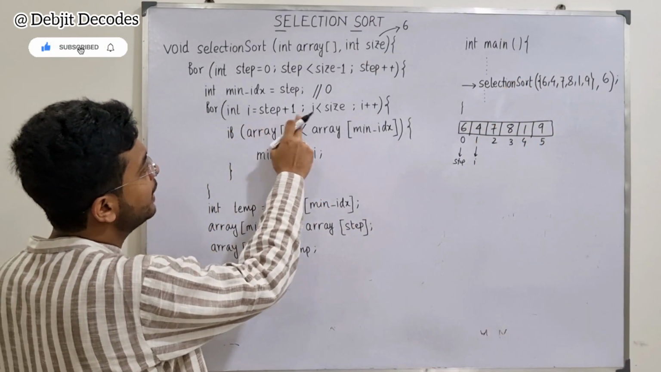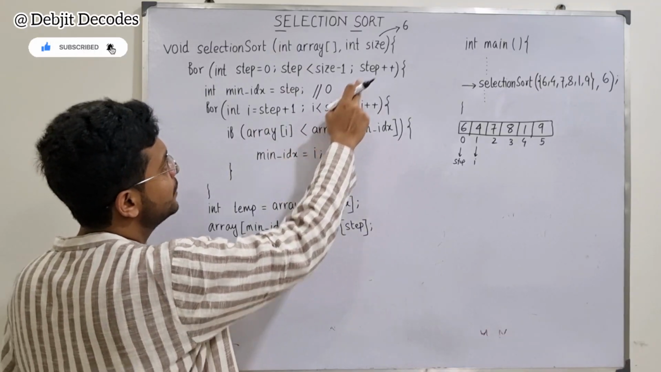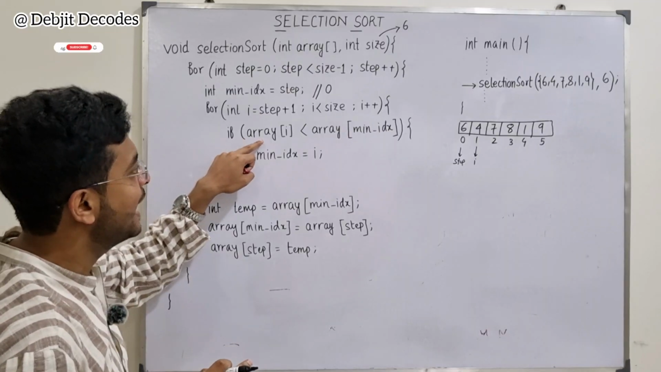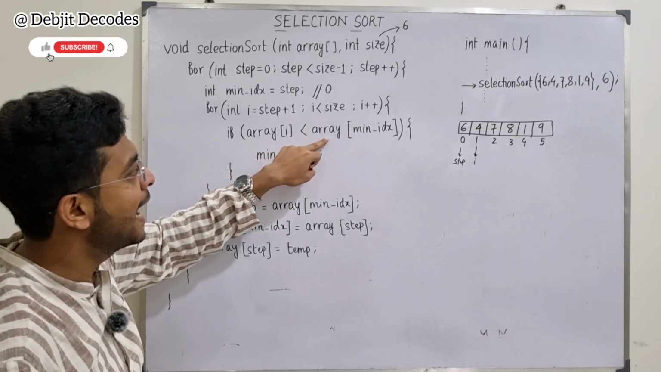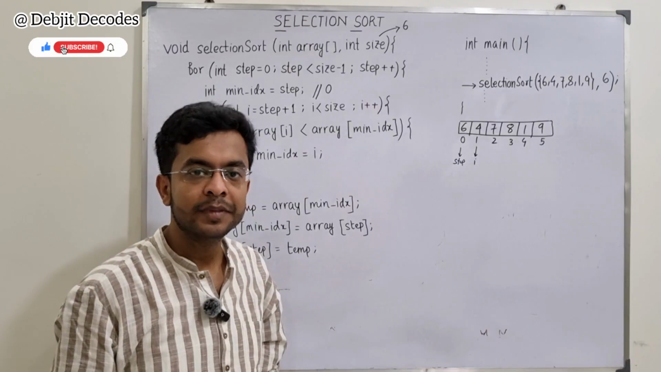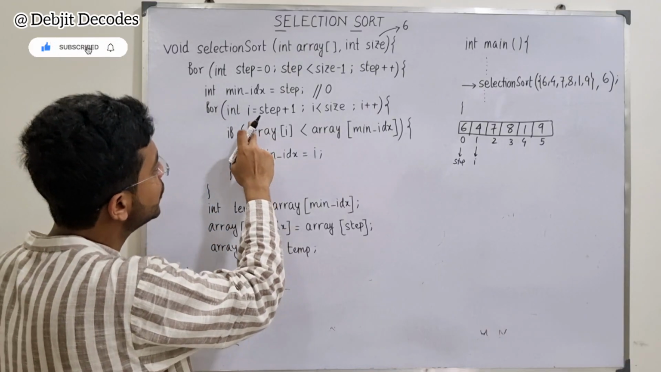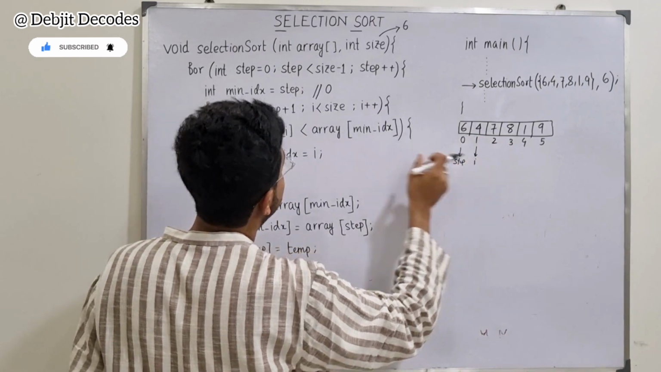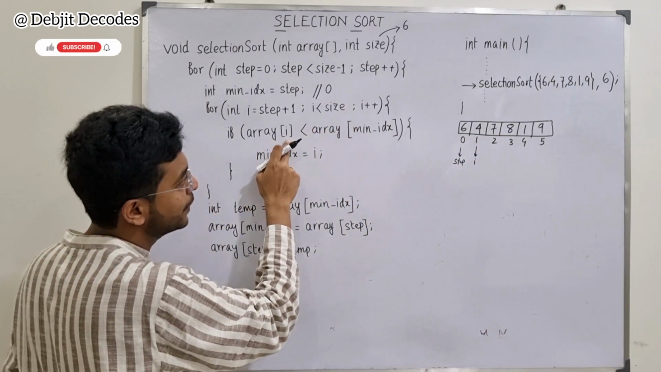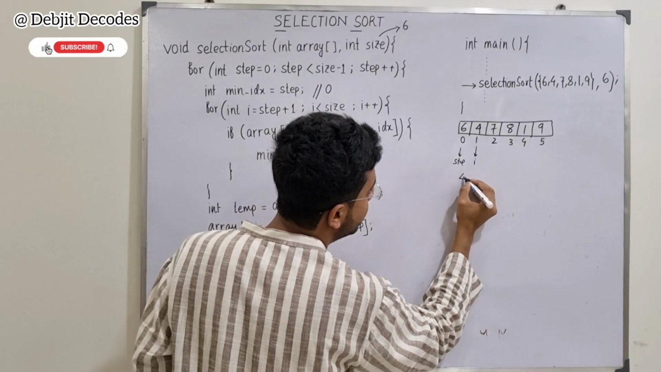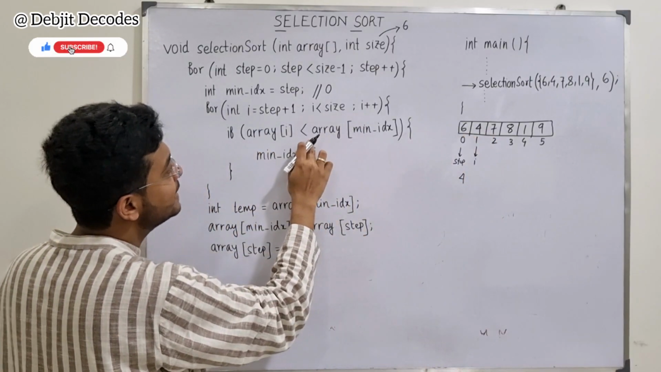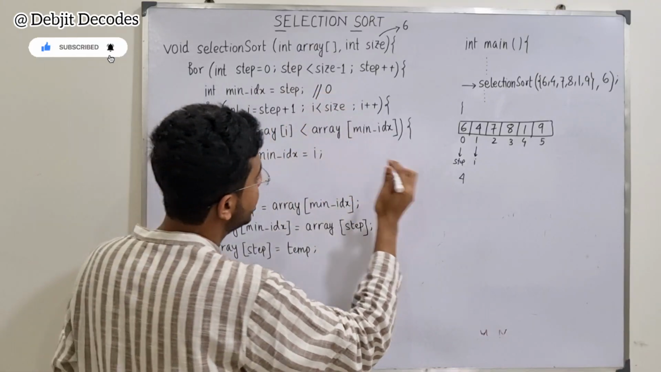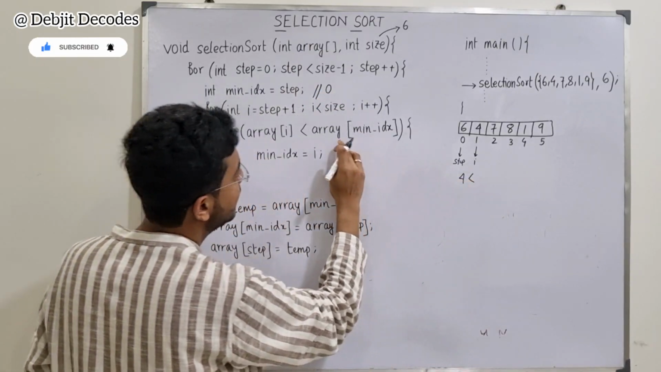Now i is step plus 1, i less than size, i plus plus. So i less than size, what is the size? Size is 6, so it is satisfied again. Now it is checking if array of i is less than array of min index, right? So first of all it will be starting from i equals to step plus 1, so that is 1, i is here. i is less than size. Now it is checking whether array of i, who is array of i? Array of i is 4. Is less than array of min index. What is the value of min index? 0. So it is checking whether 4 is less than array of min index.